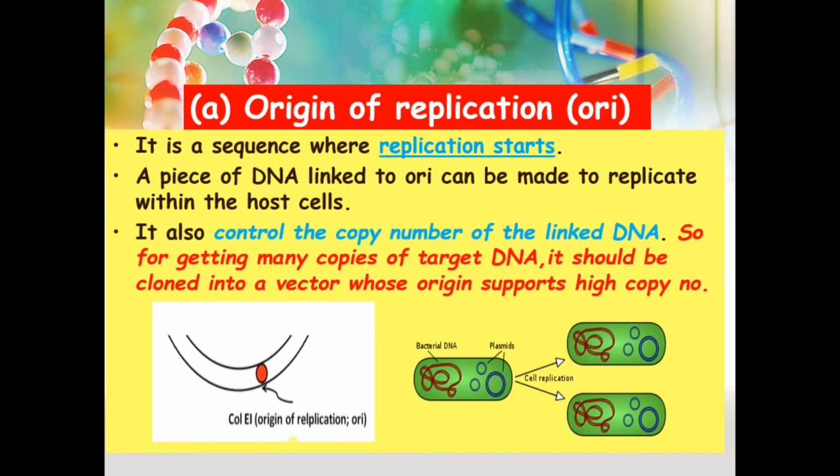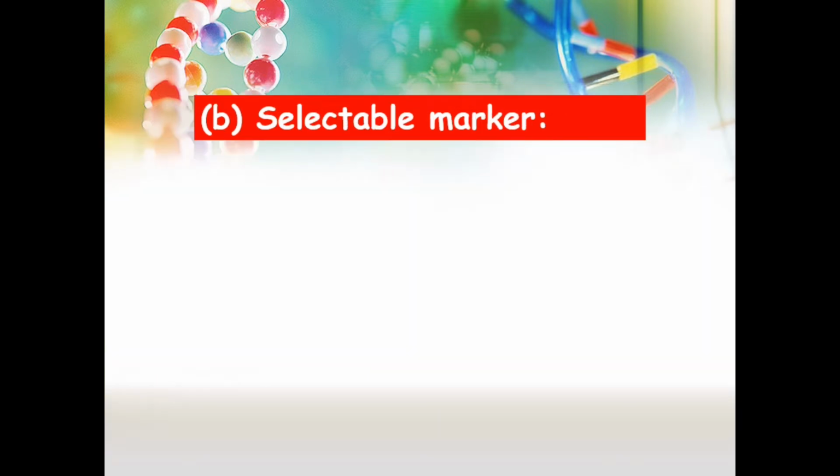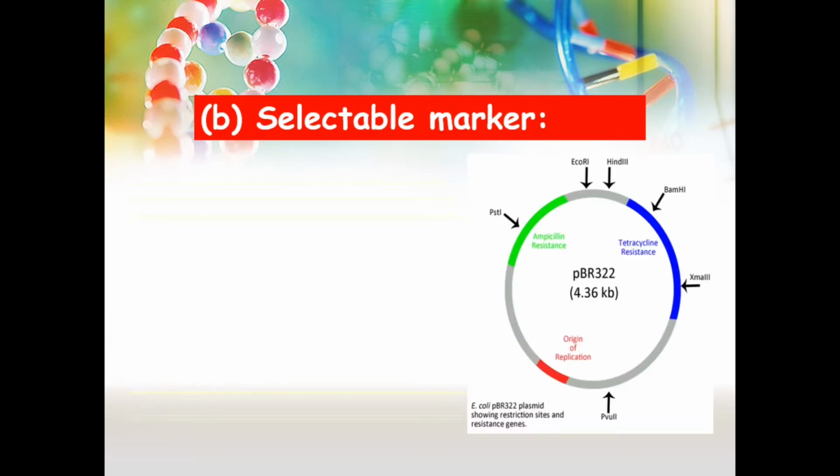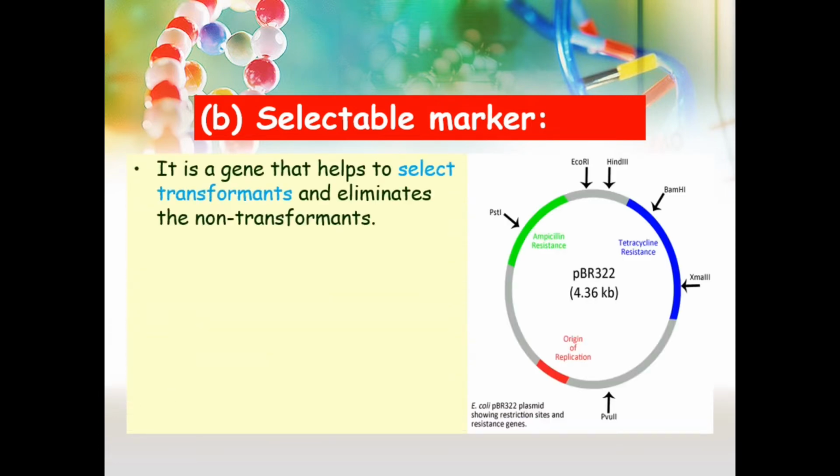Second thing, the vector holds the number of copies of the recombinant DNA in the host cell. So in recombinant DNA technology, we use a vector which supports high copy number so that our gene of interest will get multiplied many times. Next is the selectable marker. Selectable markers are the genes which help us to select transformants and eliminate the non-transformants.